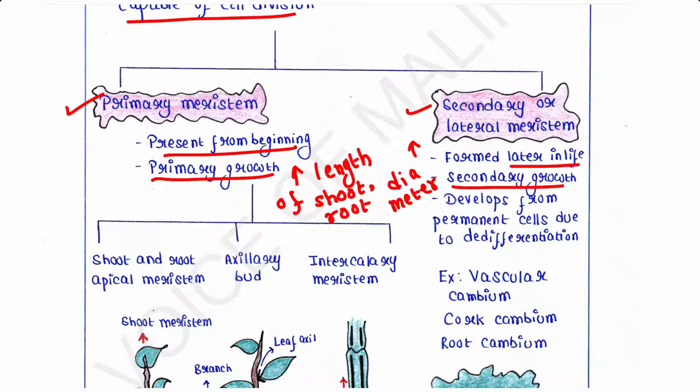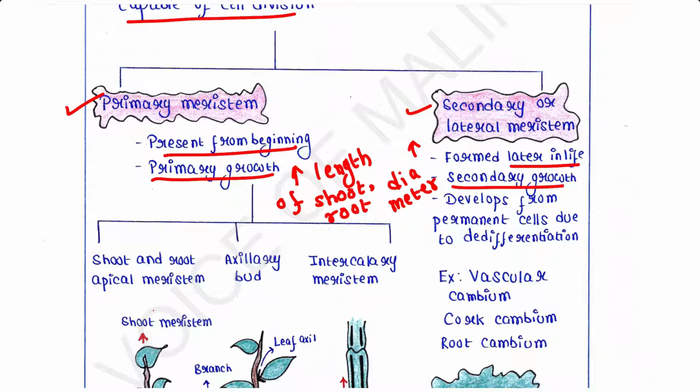So is it clear what is the difference between primary growth and secondary growth? Primary growth is the increase in length of shoot and root, that is the vertical growth, and secondary growth is increase in diameter or increase in thickness of tissues, so that is the horizontal growth.